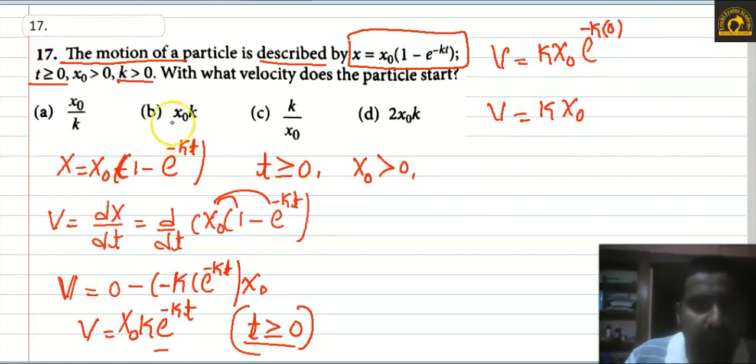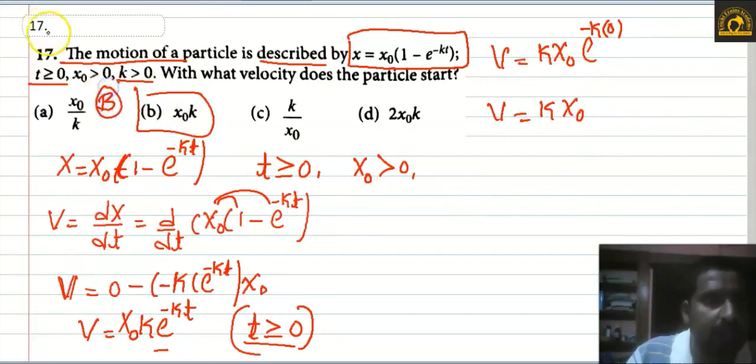So which is the answer? Kx naught, that is option B, is the correct answer for the 17th question.